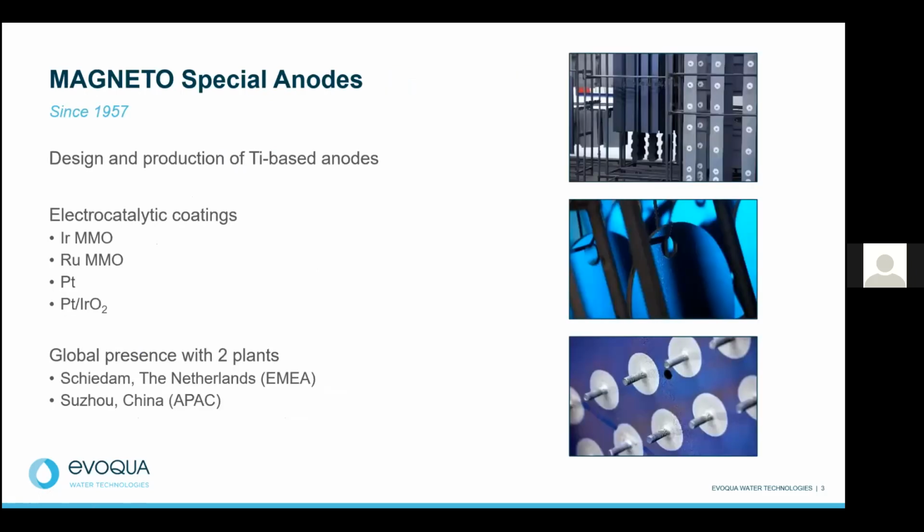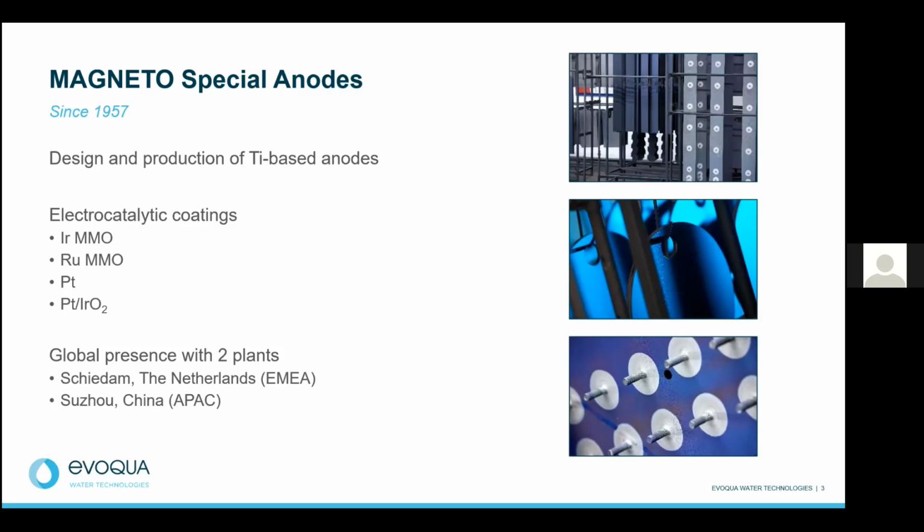So in Magneto, as the name implies, we design and produce titanium-based anodes. One of our core focuses is also, as the name implies, specialization. Our work method is to collaborate and intensively work together with our clients to find the right anode coating for them and to optimize it further over the course of use.